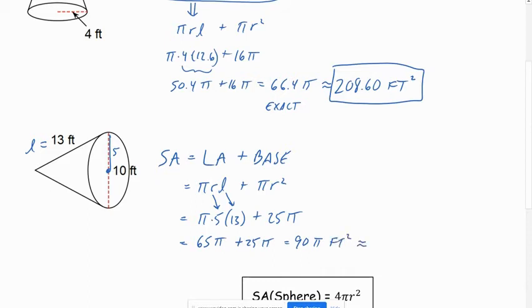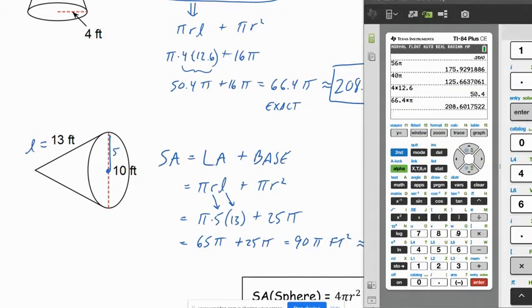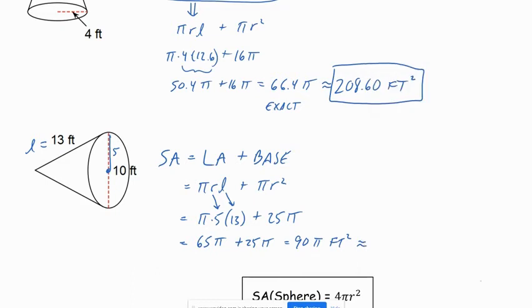That is also approximately 90 pi is about 282.74 square feet.